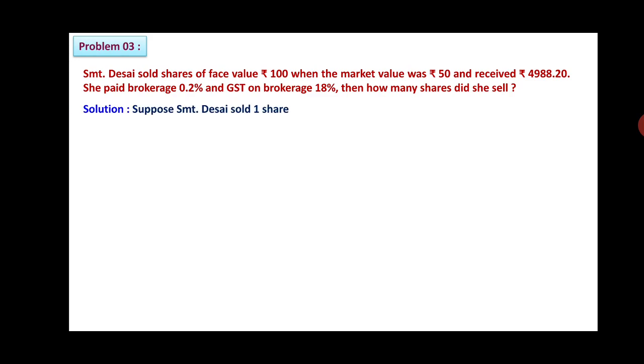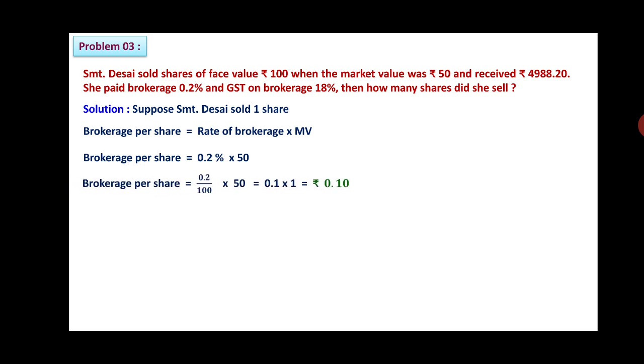Friends, we start. Suppose Srimati Desai sold 1 share. So brokerage per share is equal to rate of brokerage into market value. Substituting the values, 0.2% into 50, so it will be 0.2 upon 100 into 50, that leads to 0.1 into 1. So it will be 0.1 rupees.